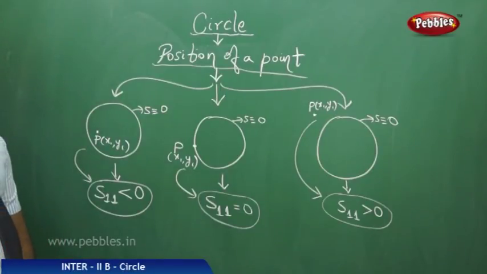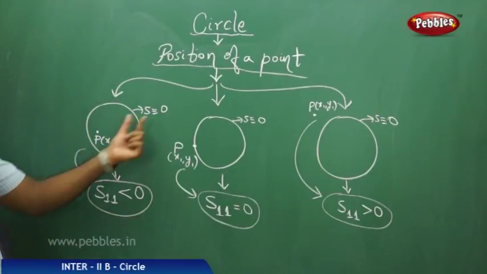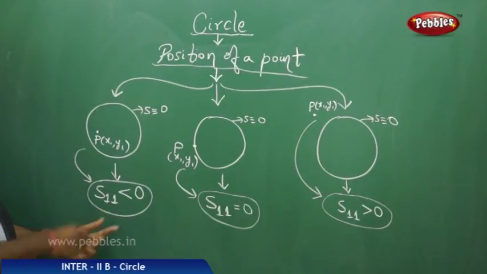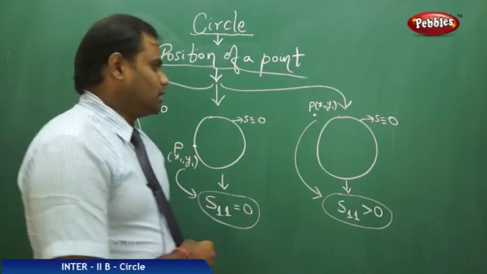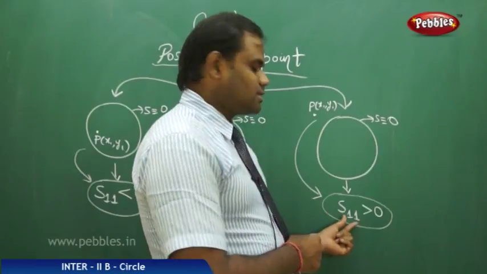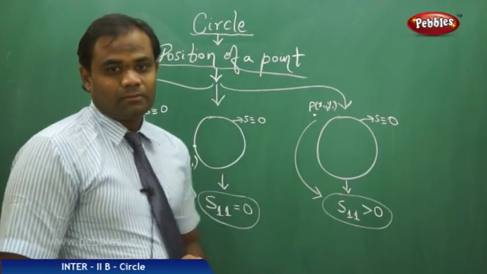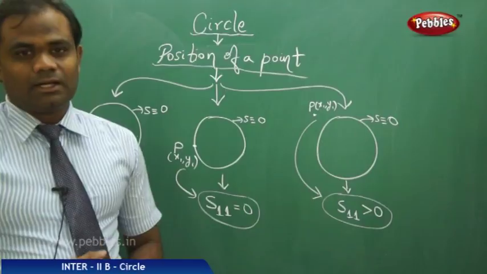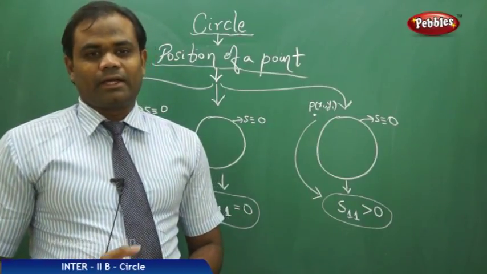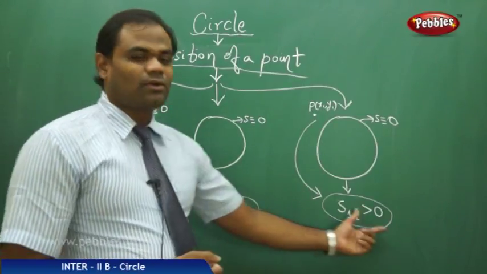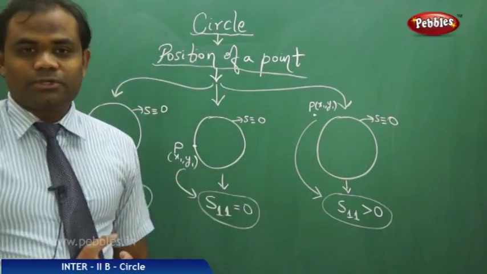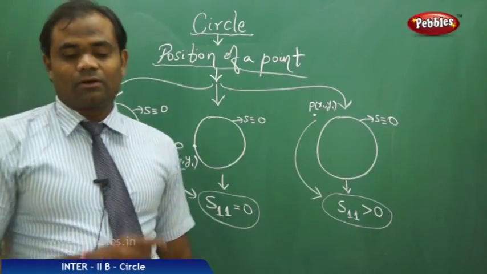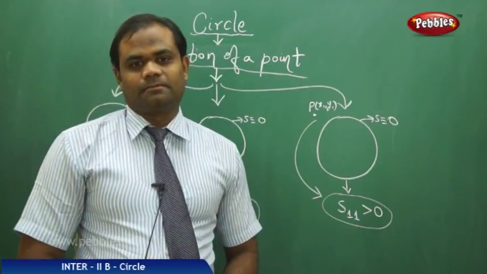So in each of the cases, where P is inside the circle S equal to 0, S11 will be a negative value. When P is on the circle, S11 is strictly 0. If P is outside the circle, then S11 is strictly positive. Therefore, if I give a point and a circle and I want to know the position of the point, I can just find the sign of S11, and the sign of S11 will decide the position of the point, whether inside the circle, outside the circle, or on the circle.